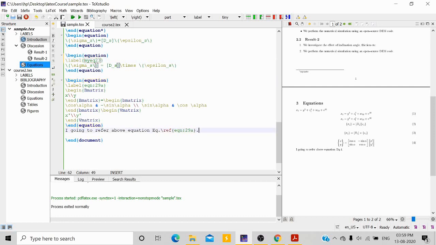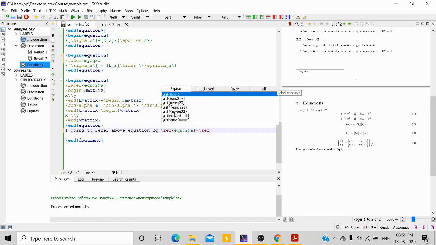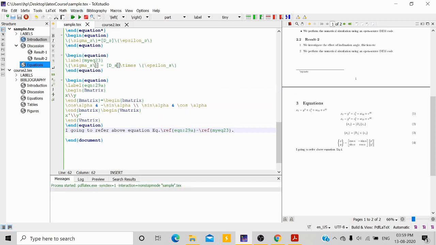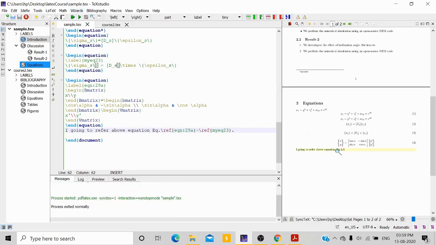So here let me put as above equation, this to reference. Okay, so here this came the new equation that I have given, my equation 23. Okay, full stop. What was the equation? 4 3, because the previous equation was number 3. Wherever you put that, the equation will come, right? So this is the use of reference.